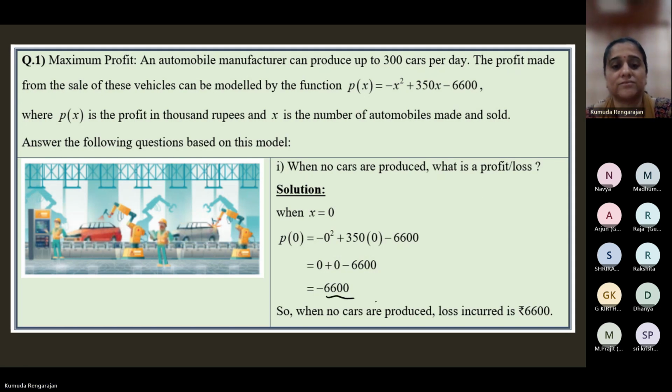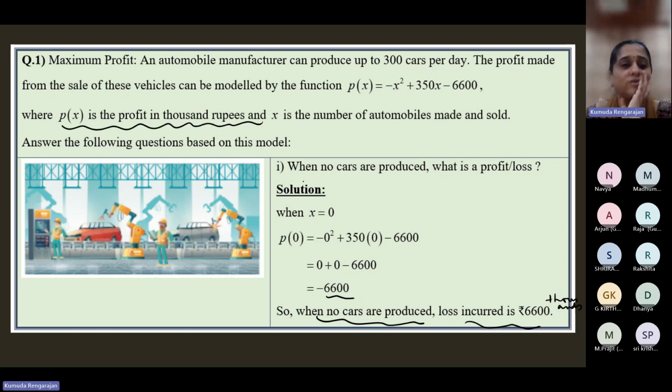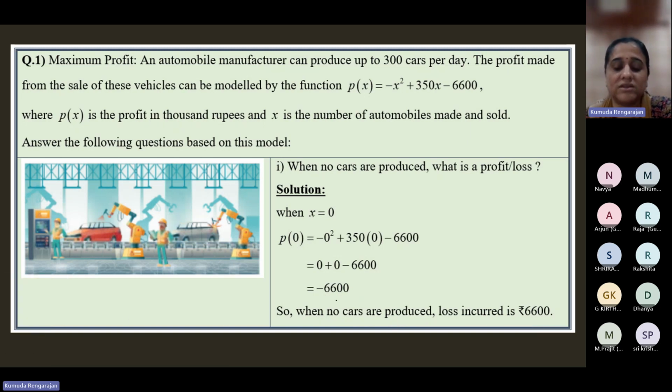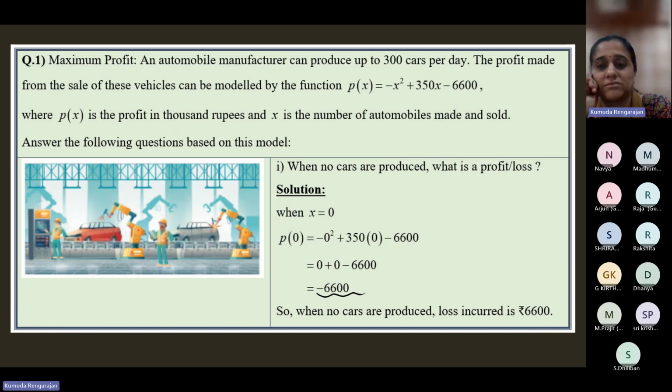Why is it negative? Because as we said, there will be some fixed expenditure. Irrespective of making or not making cars, there will be some expenditure. So when no cars are produced, the loss incurred is 6,600 rupees. I forgot to write that: this is in thousands. P of X represents the profit or loss in thousands of rupees. I'll change this presentation later, but now you understand what I'm saying. So the loss incurred is so many thousands, even if no cars are produced.